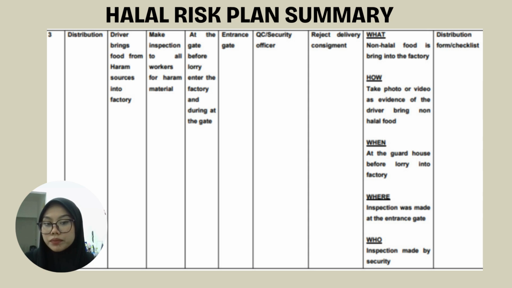So the action that we take is to reject the delivery consignment. And the verification is what, non-halal food being brought into the factory, and taking photos or video as evidence of the driver bringing non-halal food. It is done at the guard house before the lorry enters the factory, and the inspection is made at the entrance gate. The inspection is made by security and the halal executive. So the records for the HCP are the distribution form and checklist.